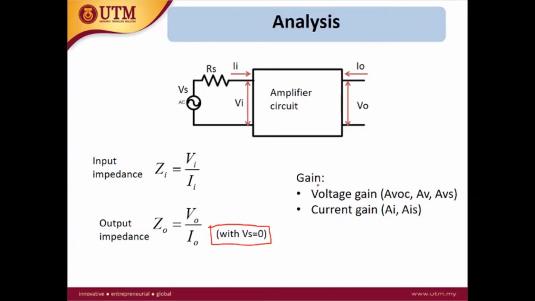Next is the analysis of the gain. As for the gain, we have many types of gain. The two main gains are voltage gain and current gain. For voltage gain, we have different types, what we call AVOC, AV, and AVS. Each of them has its own definition. For the current gain, in general there are two types, AI and AIS.